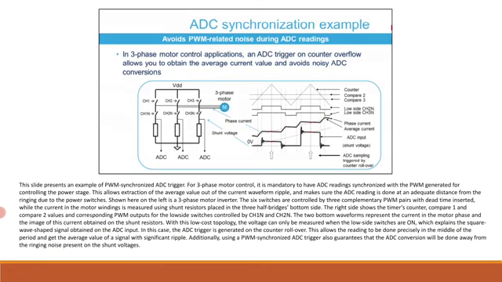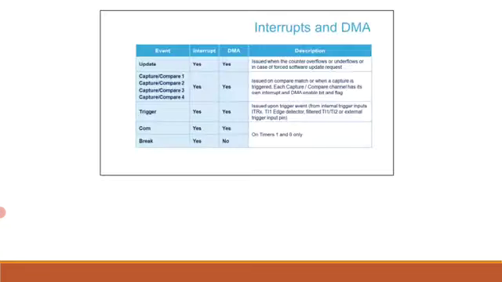Next, we will move on to the interrupts and DMA request sources. Interrupts and DMA. Look at the table. Most of the events are able to generate either an interrupt or a DMA request, and even the two simultaneously. The update is issued when the counter overflows or underflows. It is mainly used to refresh the timer's runtime settings at the beginning of the PWM period and maximize the interval before the next register update.